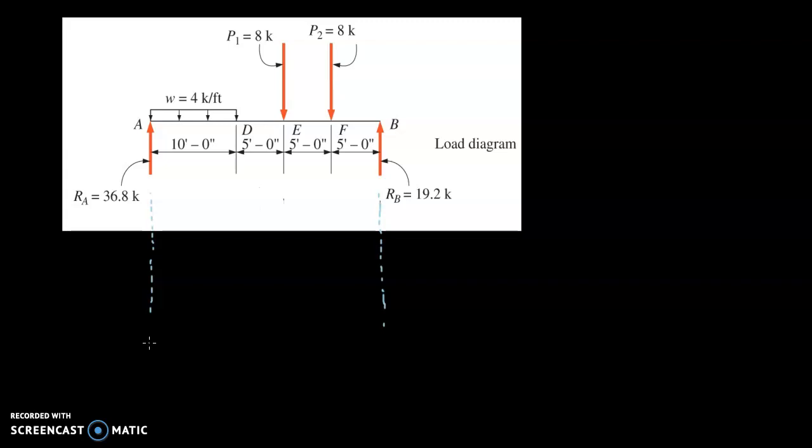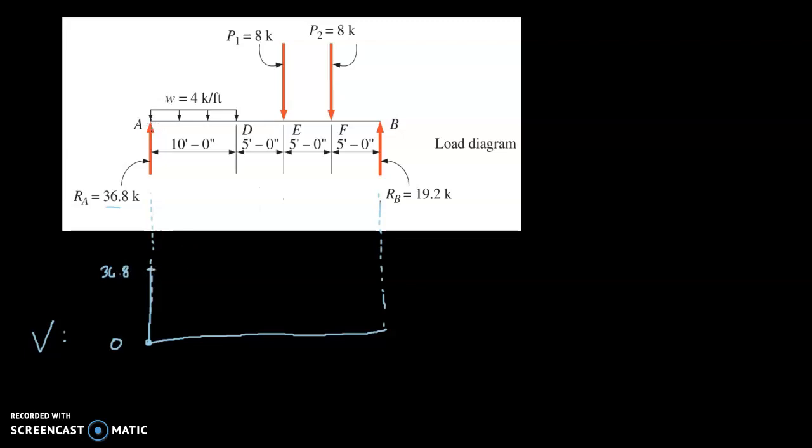And we're going to start off with a horizontal line that represents 0 kips of shear. So this is our shear diagram. We're starting off at 0 kips. And the first load we encounter is the reaction at support A. So we go from a value of 0 up, up, up to a value of 36.8.